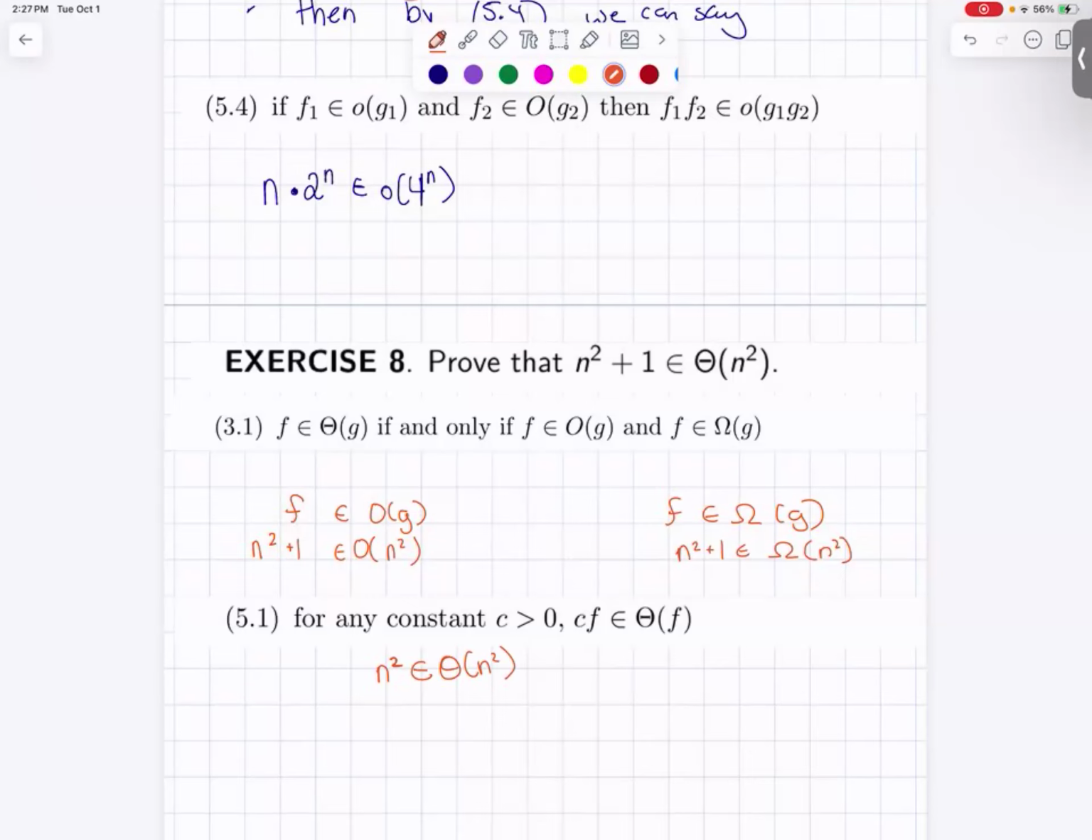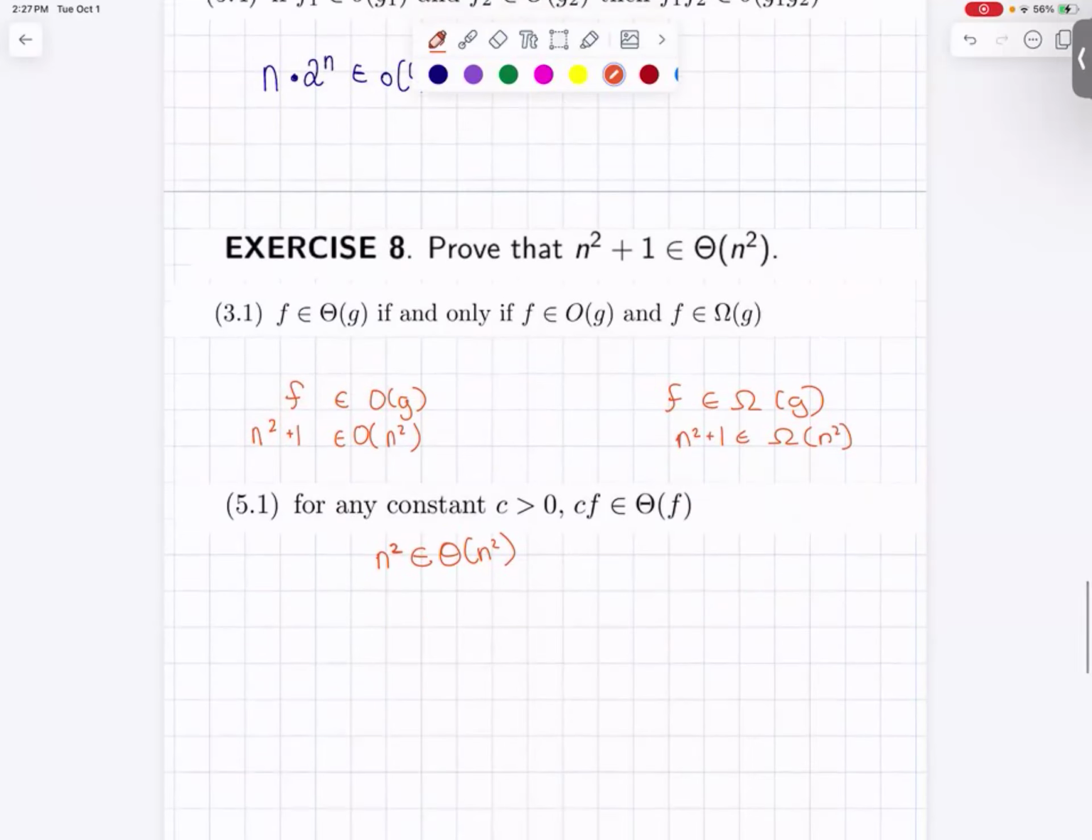Therefore, if we combine 3.1 and 5.1, we're able to say that n squared is going to be in big O of n squared, and we know that n squared is going to be in big omega of n squared. With these two pieces of information, we can go back to our list of properties and see if we can find a way to prove that upper and lower bound.